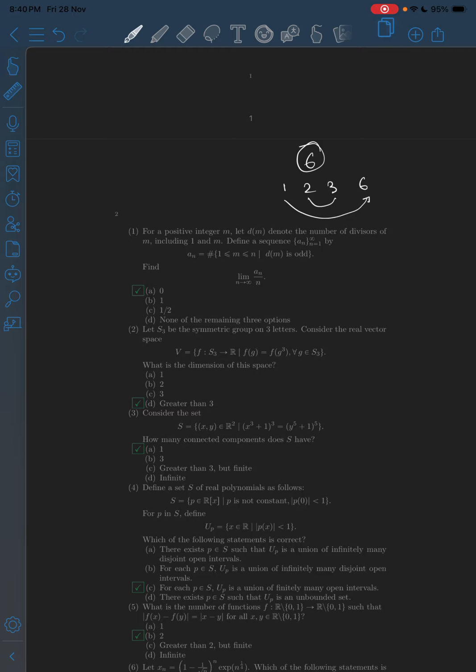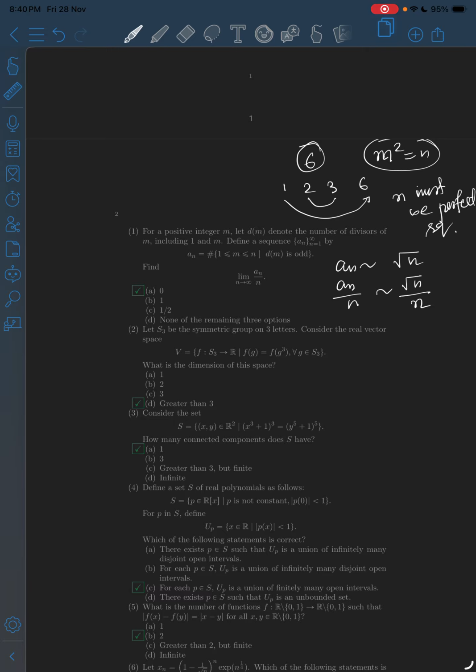Now if the number of divisors is odd, that means there exists some m such that m squared is n. In particular, n must be a perfect square. So if d(n) is odd, then n must be a perfect square. Then a_n is actually root n. If you take a_n by n, this is root n by n, and that obviously tends to 0 as n tends to infinity. So that's why option A is correct.